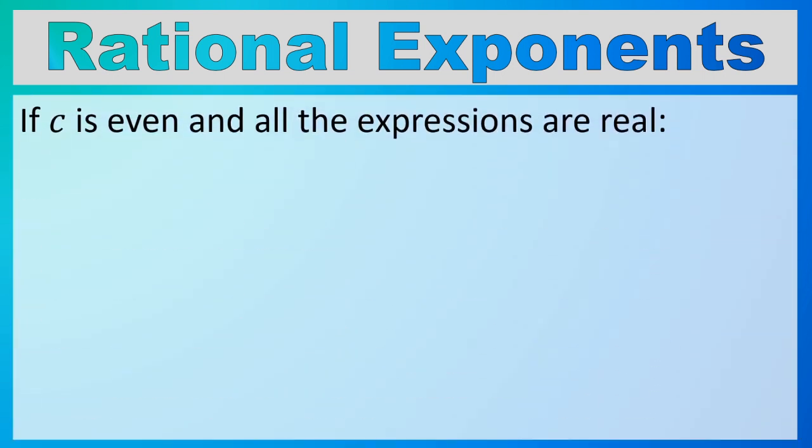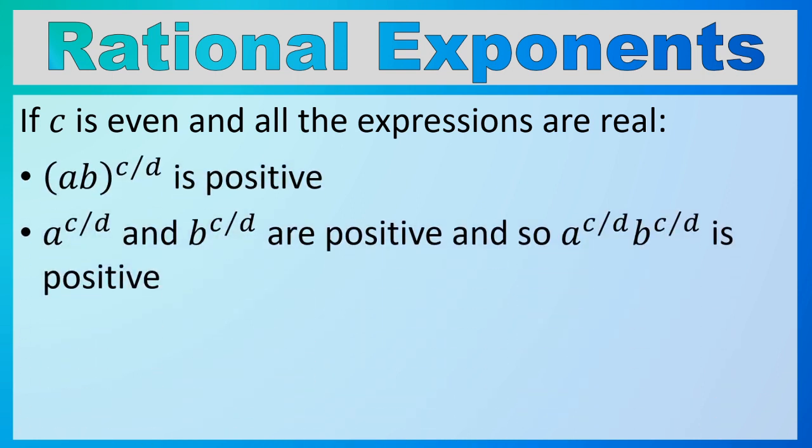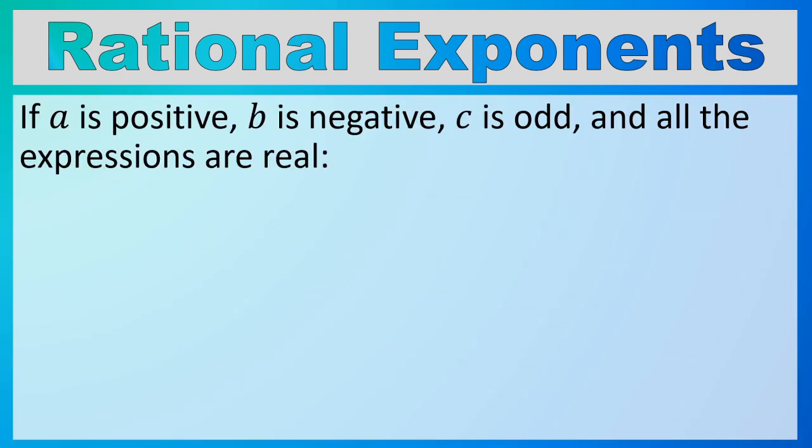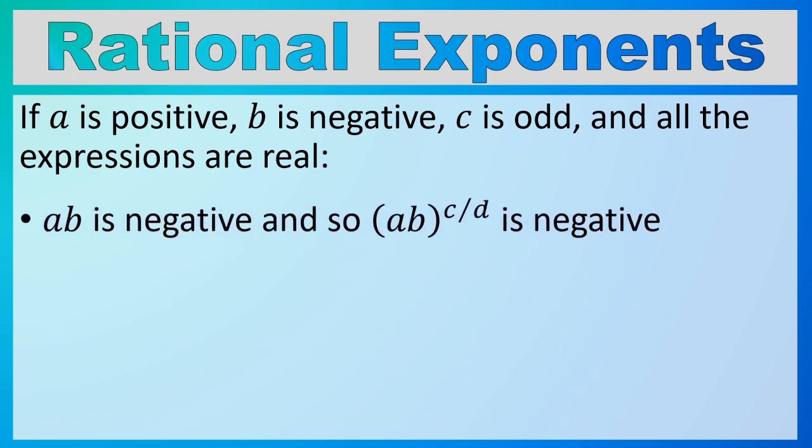If C is even and all the expressions are real, that expression would be positive. Those expressions would be positive, and so that expression is positive, because positive times positive is equal to positive. And so as we already know that the absolute values are equal, we can then note that expressions without the absolute values are equal.